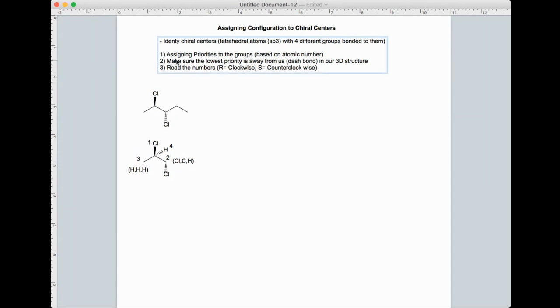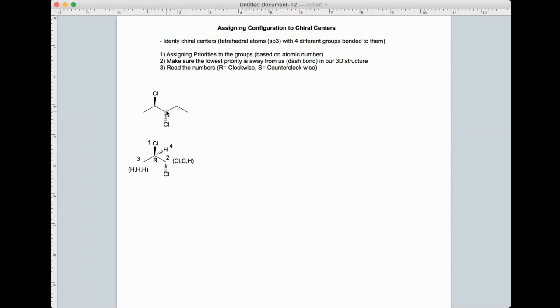And then next, I'm going to make sure that the lowest priority group is away from us. The lowest priority is 4. It is away from us. So we are ready to read it. We are looking from the front. In this case, this is away from us. We are looking from here. 1, 2, 3. This is always clockwise. So this carbon must be R. And that's how we assign configuration.